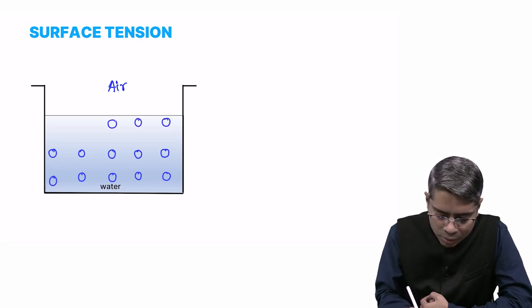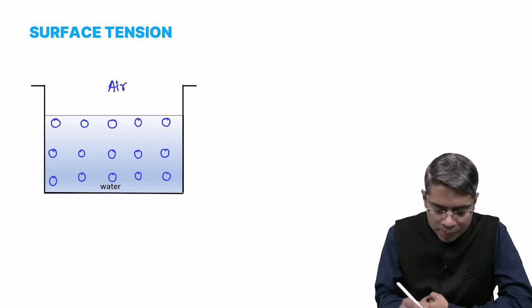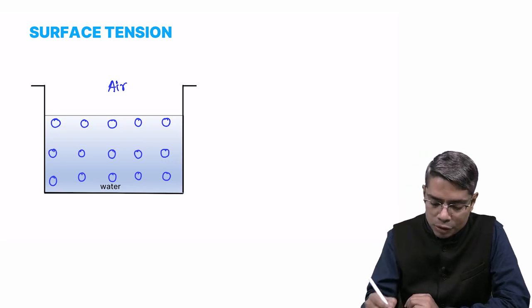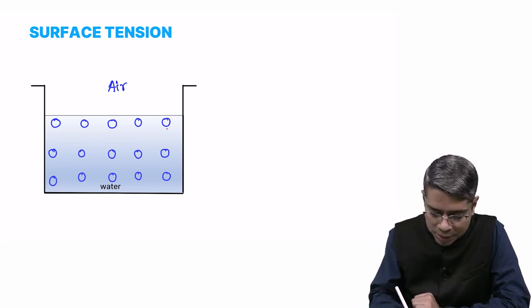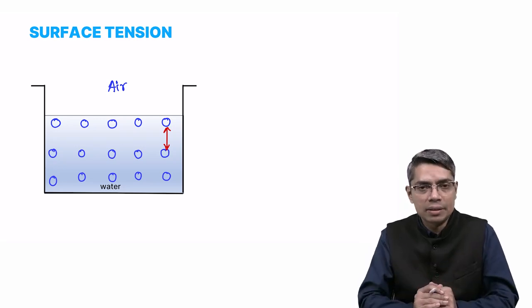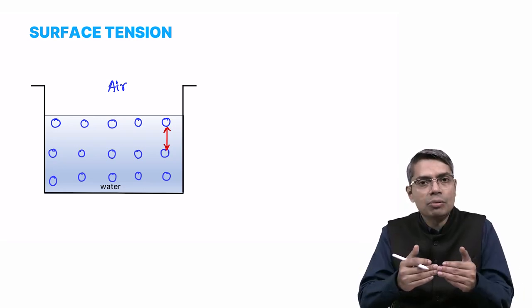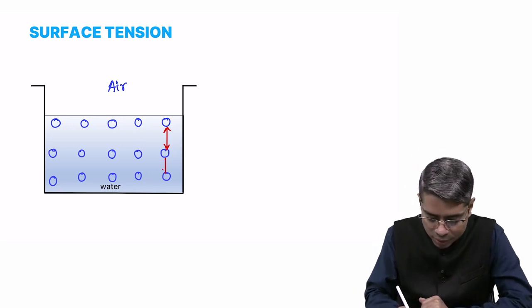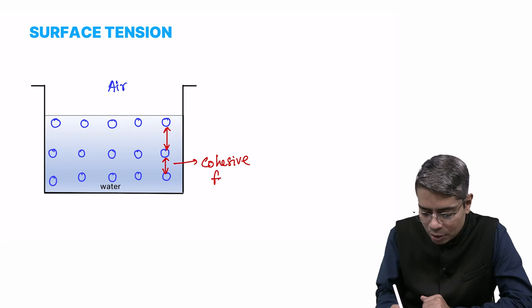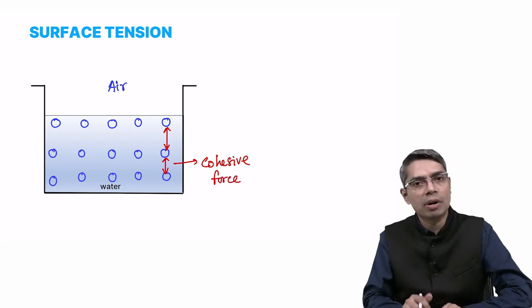Now each of these water molecules tries to attract one another with the help of a force which is known as the cohesive interaction. So these two water molecules will try to attract one another. They will try to attach with one another with the help of a force. This force is known as the cohesive force, or cohesive interaction, between two water molecules.